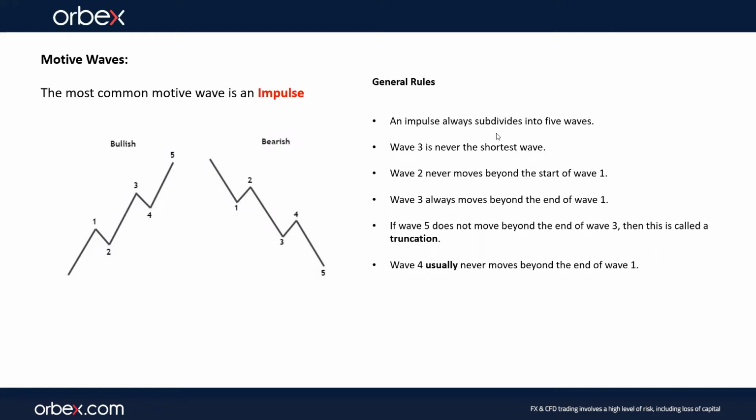So an impulse wave always subdivides into 5 waves, as we just went through there. Wave 3 is never the shortest wave. So basically, wave 3 doesn't have to be the longest wave. However, it cannot be the shortest. That is a firm rule.